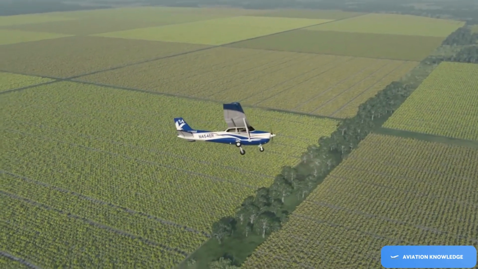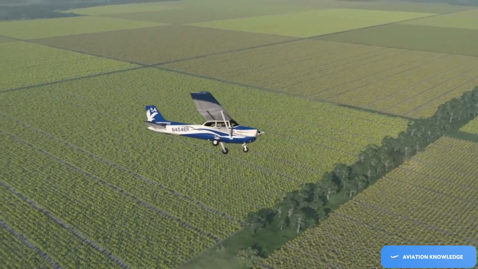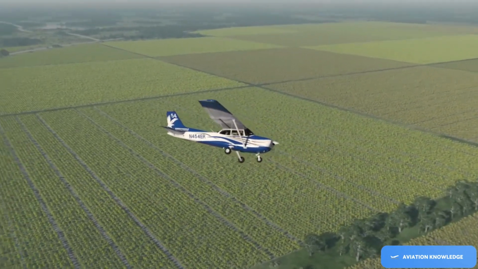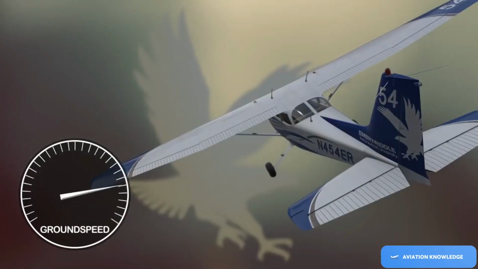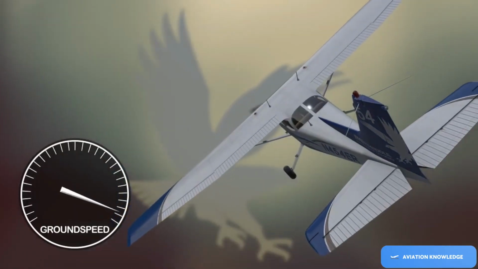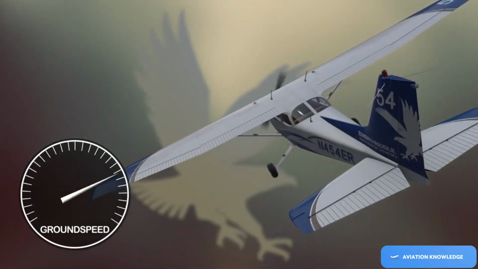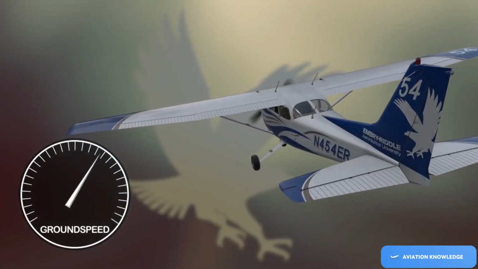As the plane turns, the bank will need to be reduced gradually to keep the radius of the turn constant. Remember, the ground speed of the airplane determines how much bank will be needed. The faster the ground speed is, the steeper the bank required. The slower the ground speed is, the shallower the bank required.